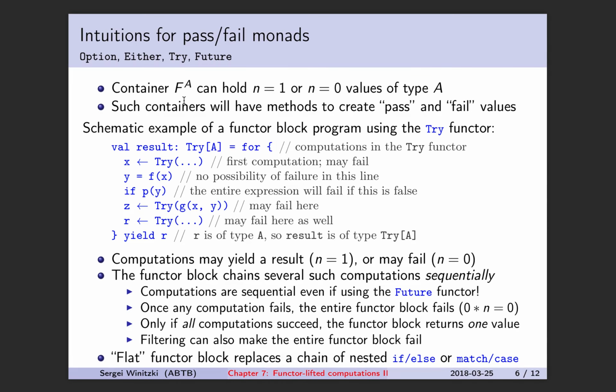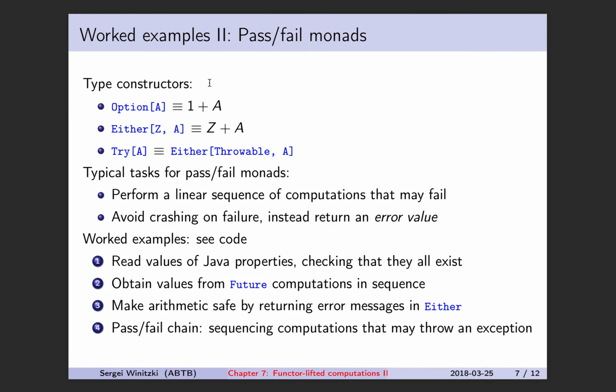Now, the containers that can hold 0 or 1 values is another possibility, and these I call pass-fail monads. So the example would be a Try in the standard library in Scala that can describe a failure during a computation as well as a computation that succeeds. And I show that this monadic block would fail as long as even one of these computations fails. So in this case, typical pass-fail monads are Option, Either, and Try. And the typical tasks I show with code examples.